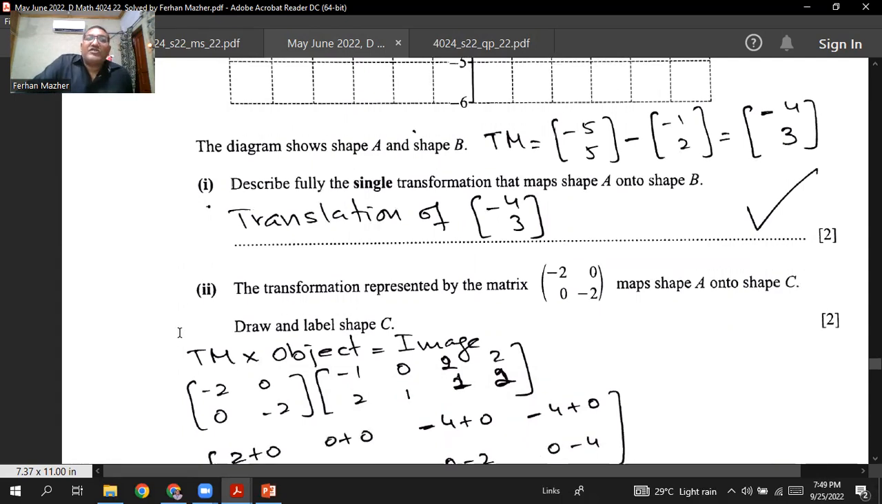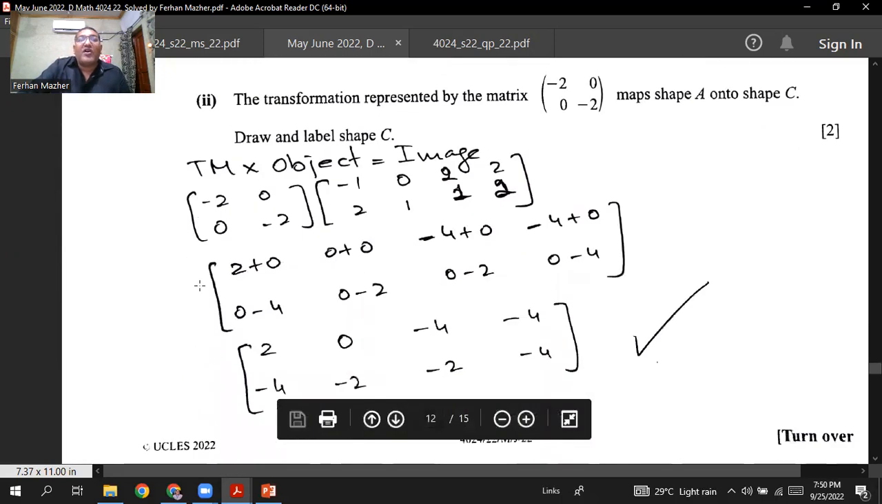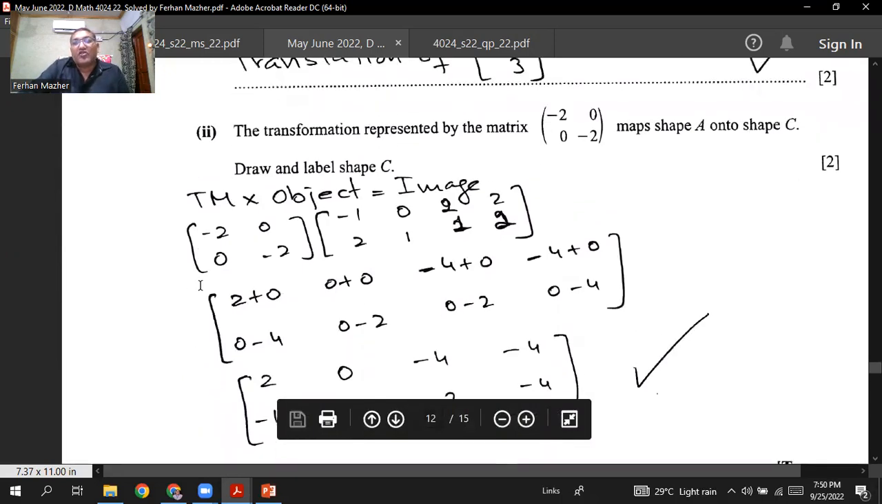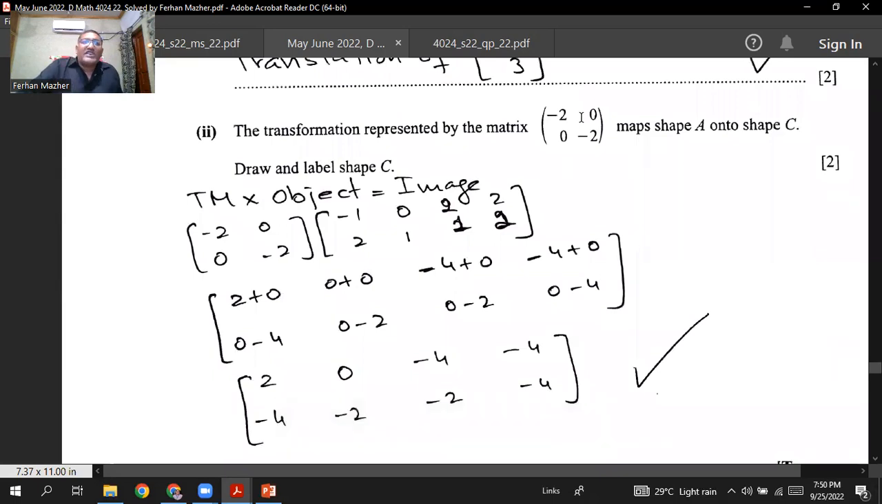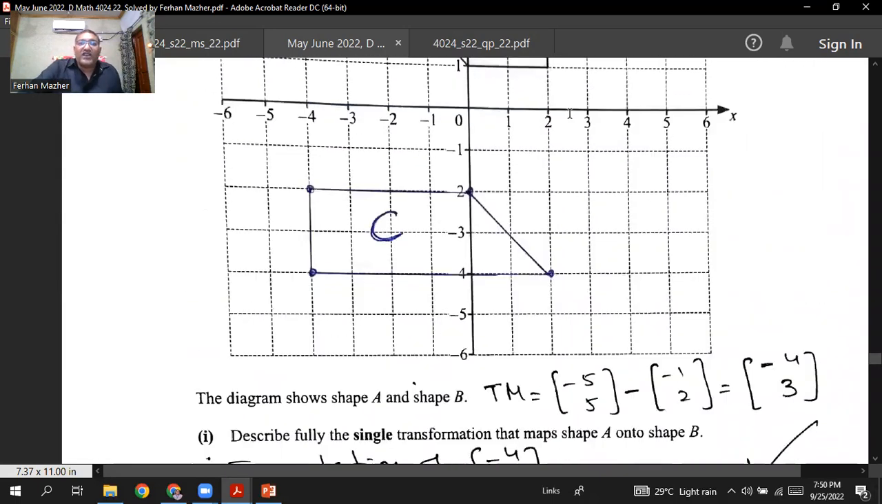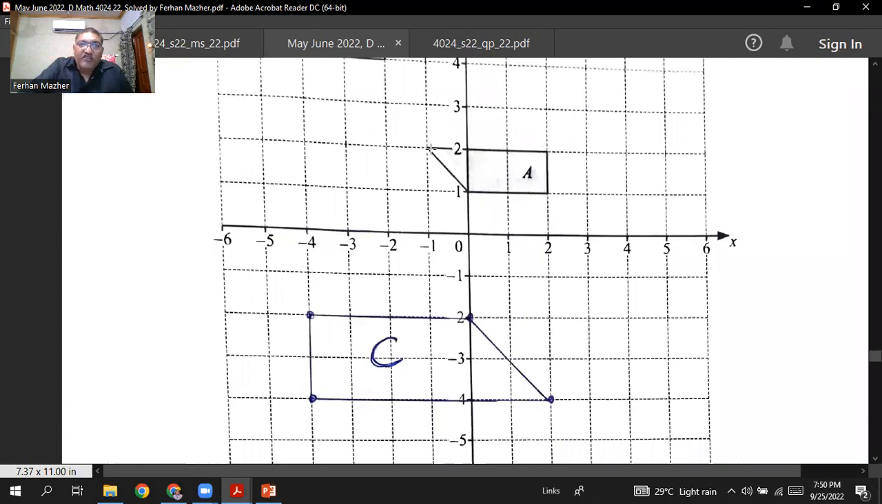Then he says the transformation represented by the matrix minus 2, 0, 0, minus 2 maps A onto the shape C. Draw and label the shape C. Okay, so we know the transformation matrix. We know the object. I will note down the coordinates of the object. The coordinates are minus 1, 2, 0, 1, and 2, 1, and 2, 2.